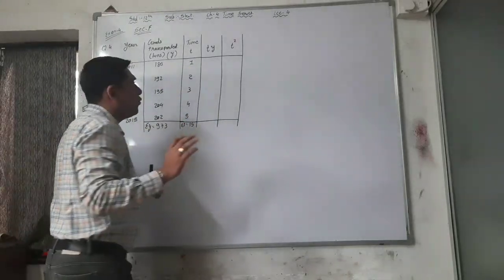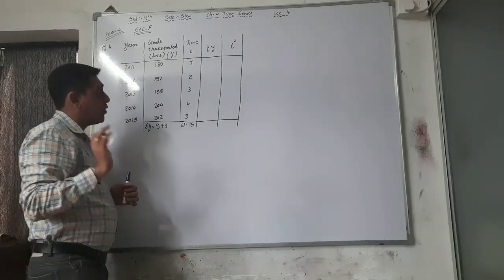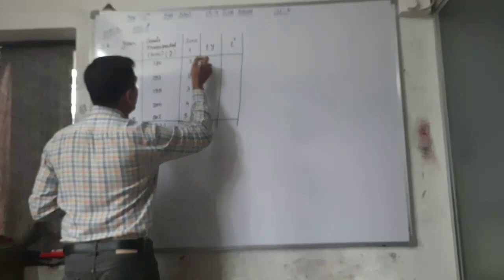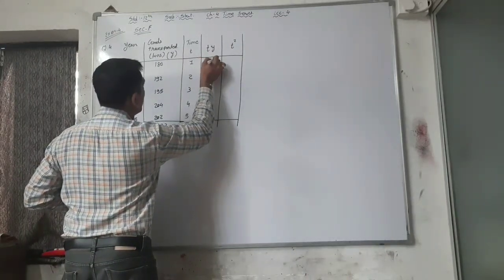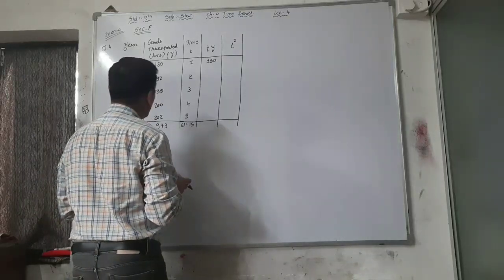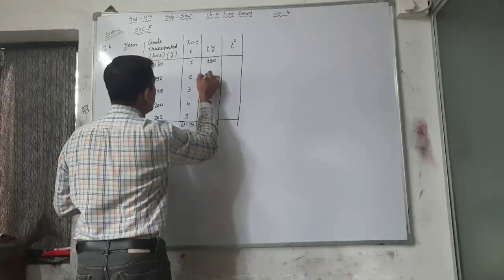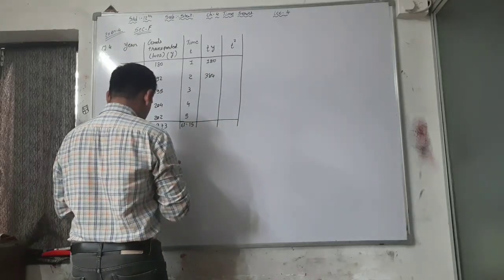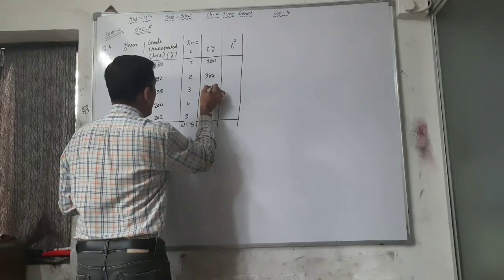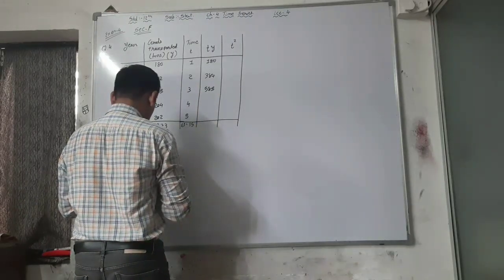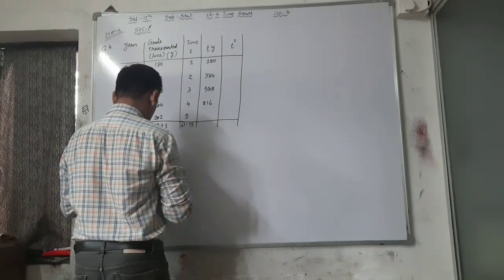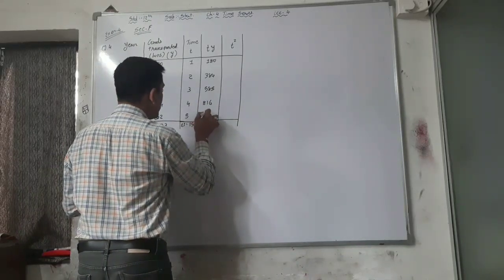Okay, and we have to fit a linear trend, that's why we have to find out ty and t square. First of all, multiplication: 180 into 1, 180, then 192 into 2, 384, then 195 into 3, 585, 204 into 4, 816, 202 into 5, 1010.